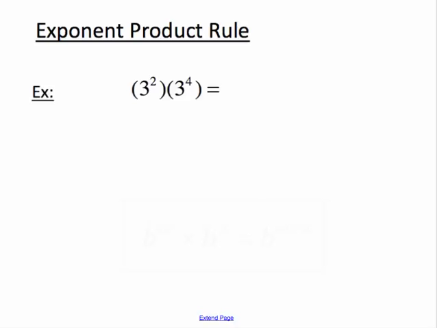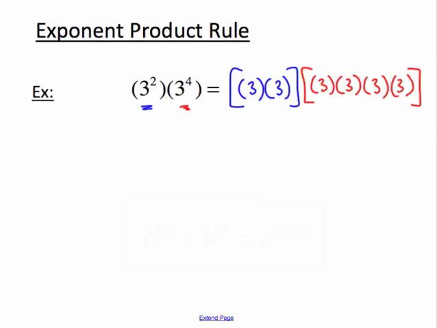Let's look at the first rule, the exponent product rule. When you're multiplying two or more expressions together that have the same base and have exponents, we can use this rule to simplify. So first, let's think about what 3 to the power of 2 and 3 to the power of 4 is telling us. 3 to the power of 2 is telling us to multiply two 3s together, while 3 to the power of 4 is telling us to multiply 4 3s together. Altogether, that means that we'll have 6 3s. And remember, the way of expressing that with an exponent is 3 to the power of 6.